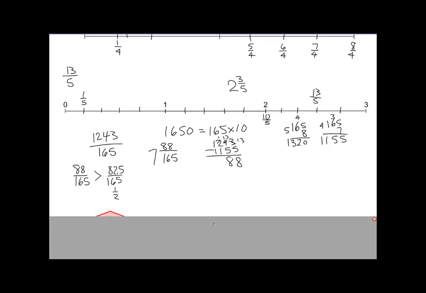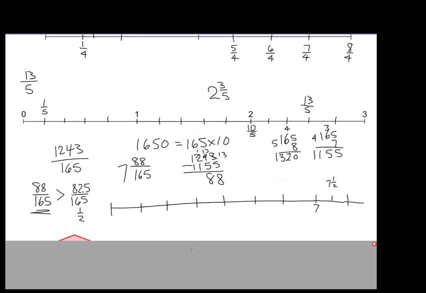So if we make our number line from 0 to 7, 0, 1, 2, 3, 4, 5, 6, 7, 0 to 8 actually. Here's 7 and a half. Our fraction is going to be a little bit larger than that, and it's just a little bit larger than 7 and a half, only 5 and a half 165ths. So right about there, hardly bigger at all, is where 1243/165ths will be located on the number line.